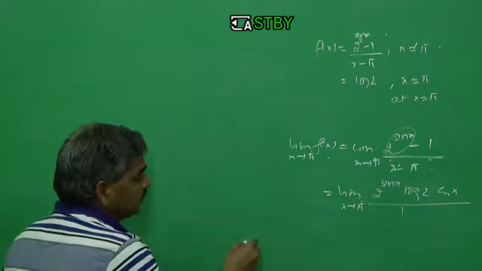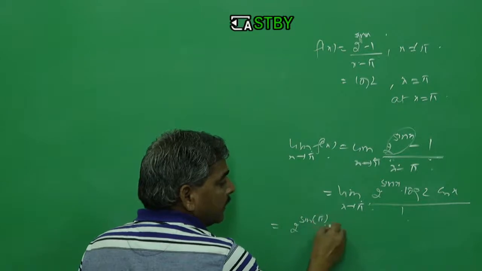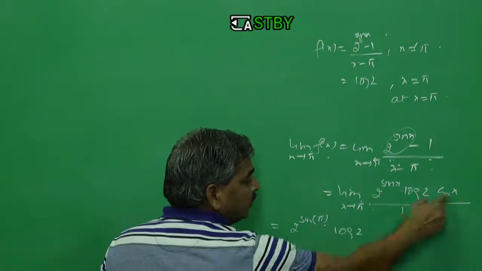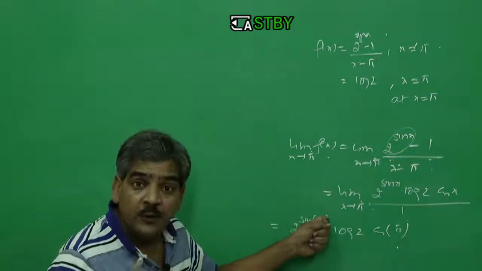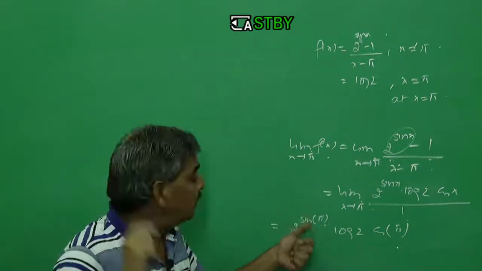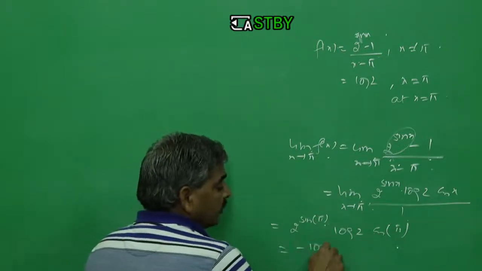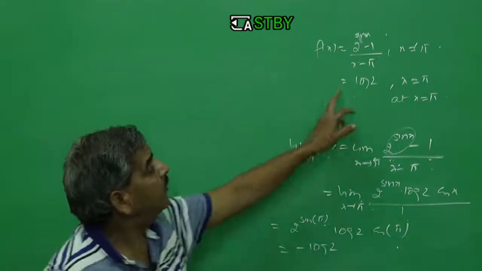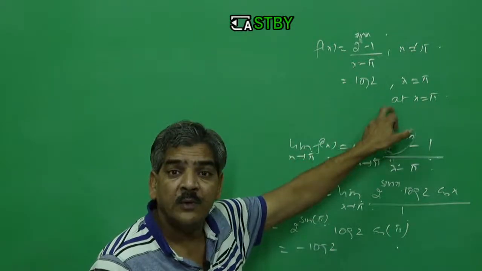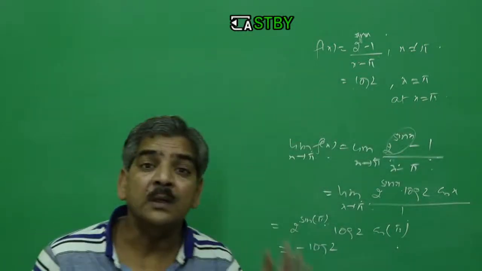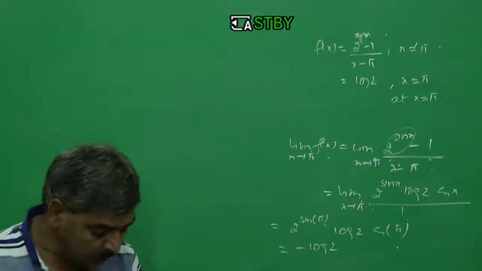If I substitute x is equal to pi, what will we get? 2 raised to sin of pi, next log of 2 into cos of pi. You know sin of pi is equal to 0, 2 raised to 0 is equal to 1, cos of pi is equal to -1. So the quantity is minus log of 2. But here the value of the function at x is equal to pi is given to be log of 2. So the function is not continuous. Okay.